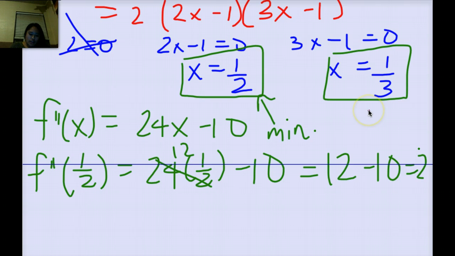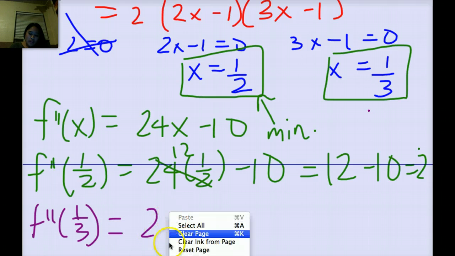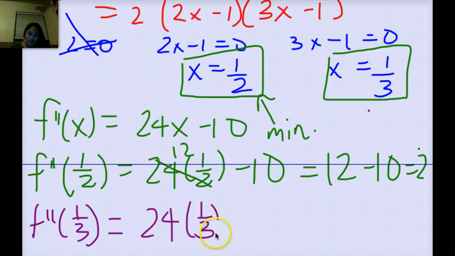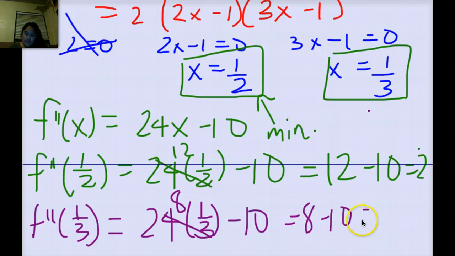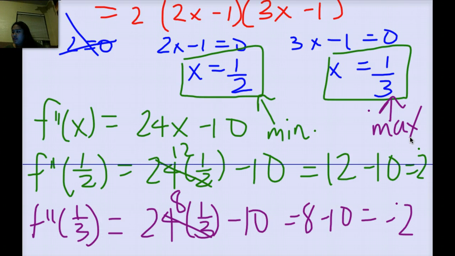Right? Now I need to plug in this 1/3, so I do f double prime of 1 over 3. That gives me 24 times 1 over 3 minus 10. These cancel and I get an 8. 8 minus 10 is equal to negative 2. Since this one has a negative answer, that means this has to be a maximum. So I've answered everything except for the justification.